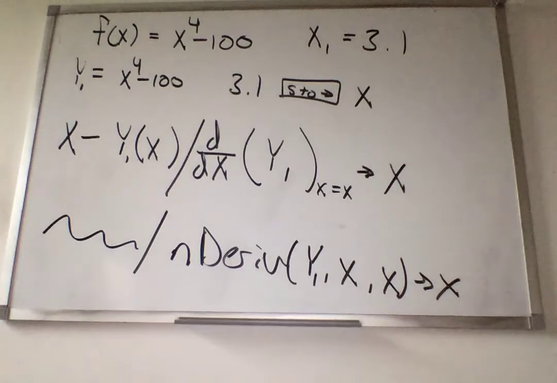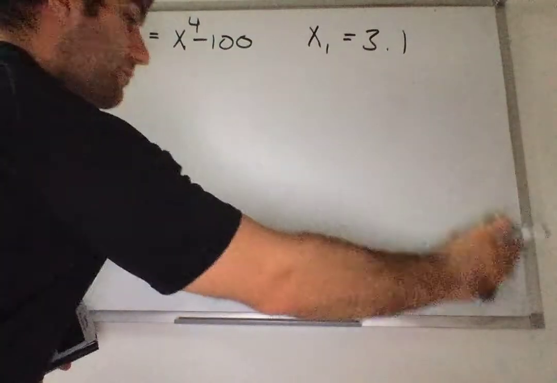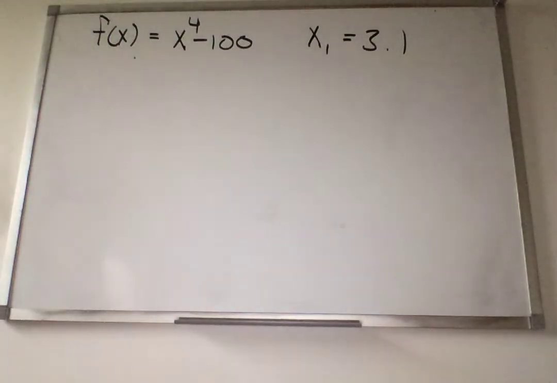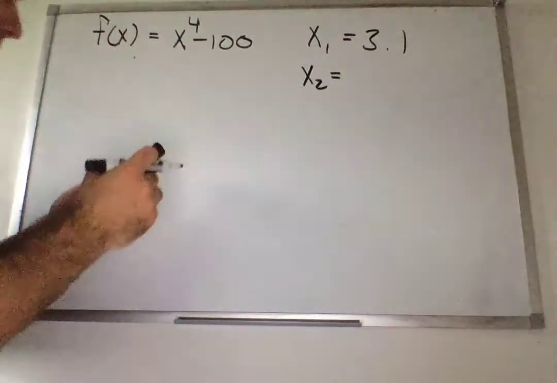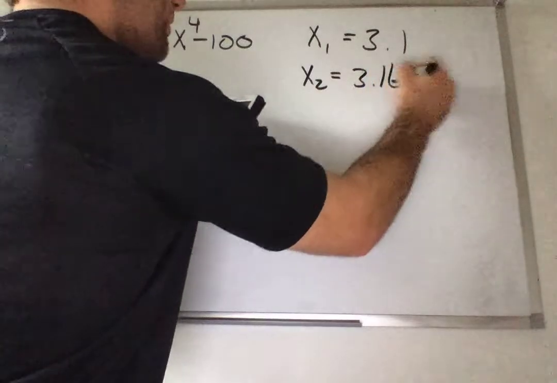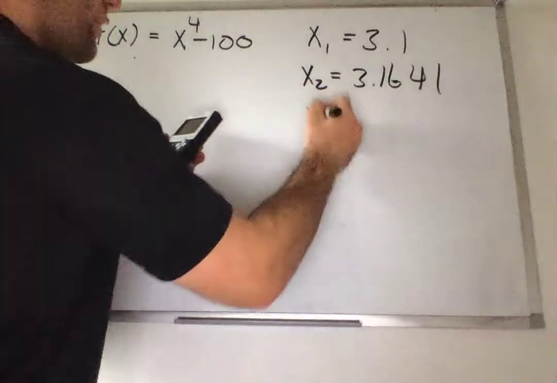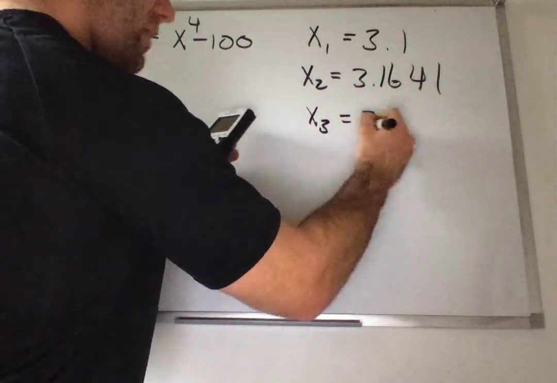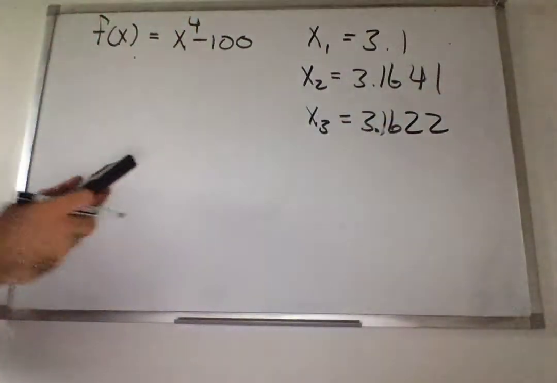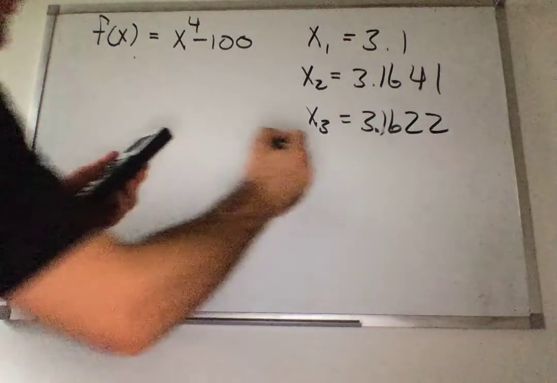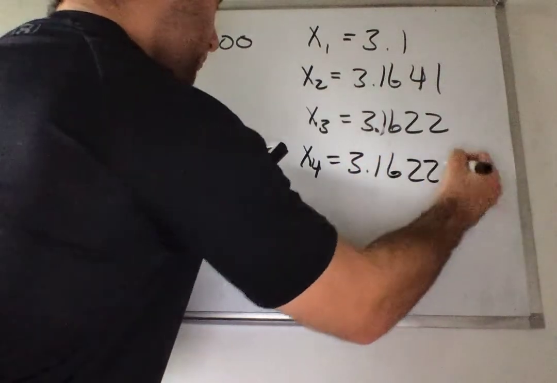Let's go ahead and write our numbers here. So type this in onto your calculator. We've got our x1. x2 is 3.1641. Hit enter again. x3 is 3.1622. Hit enter again. x4 is 3.162277.